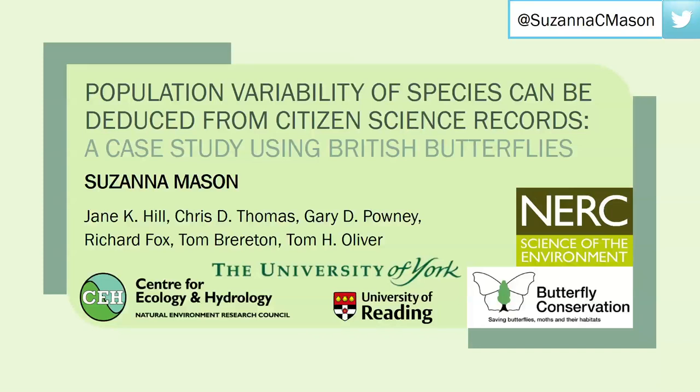I'm going to ask Susanna to start. Susanna Mason is going to talk about population variability of species. Okay, away you go. So I'm going to talk to you about how you can use citizen science data to get information on population variability of species. This is a bit of a methodological talk, but don't worry, there are no mathematical formulas, unlike this morning.